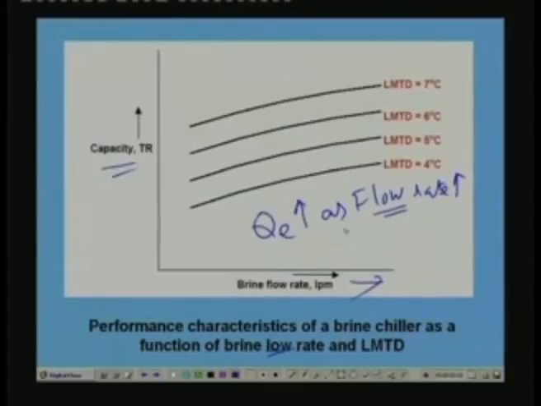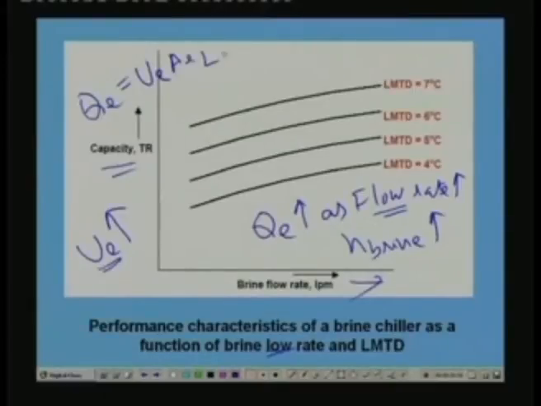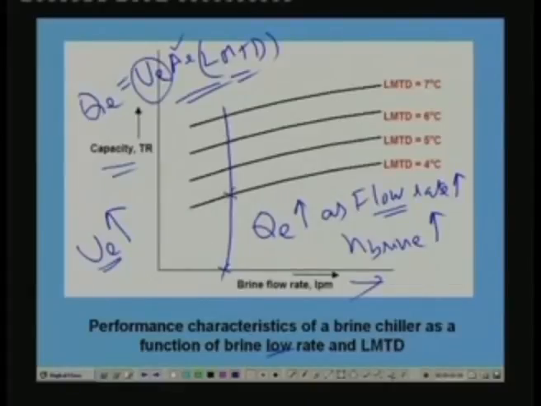Because as the flow rate increases, the heat transfer coefficient on the brine side increases. H brine increases as the flow rate increases. Once H brine increases, the overall heat transfer coefficient of the evaporator increases. Once the overall heat transfer coefficient increases, since you are keeping the LMTD constant, obviously your QE increases, because QE is equal to UE AE into LMTD for the brine chiller. LMTD is constant, AE is constant, UE is increasing, so obviously capacity increases. Similarly, using this equation, it can be very easily shown that at a given brine flow rate, as the LMTD increases, the capacity increases. So this is easy to understand.